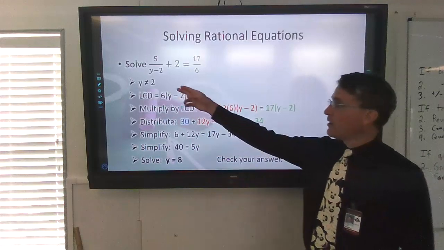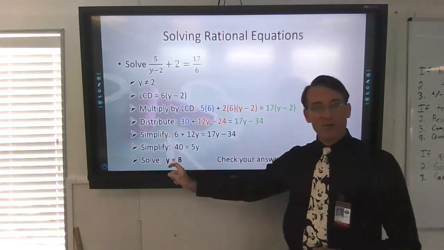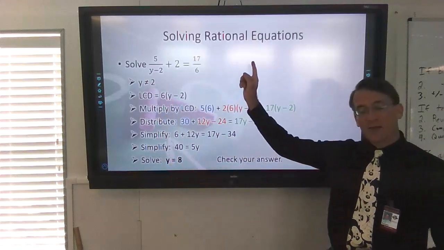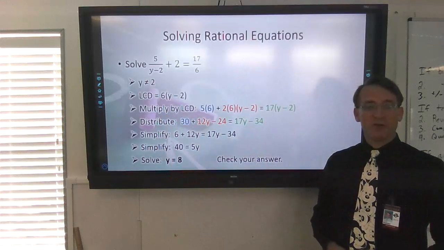I look up here. My excluded value of 2 is not what I got, but I have a value of 8. If I use that 8 in my original equation, it works out. So 8 is my final answer.